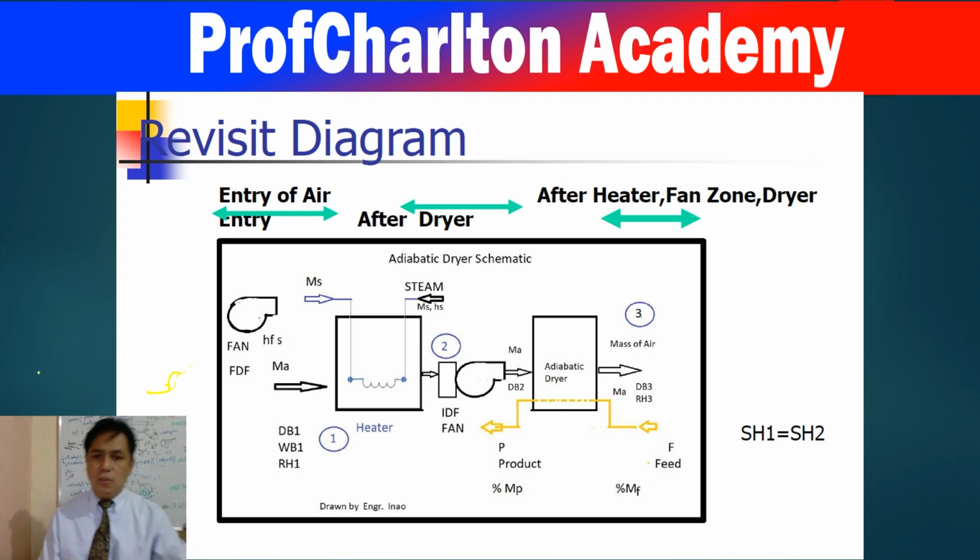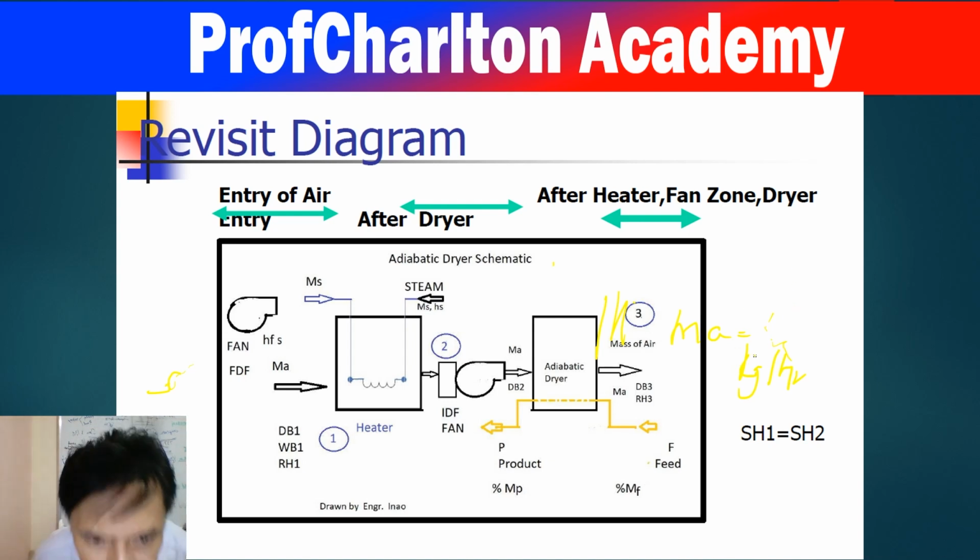Okay. So SH1 times MA, so it will give you a heat. You can check the units: the unit is kilogram per hour times. So here, the specific humidity 1 equals specific humidity 2.